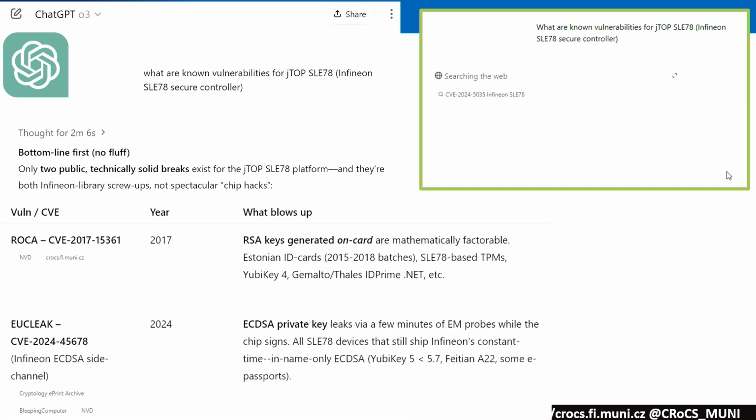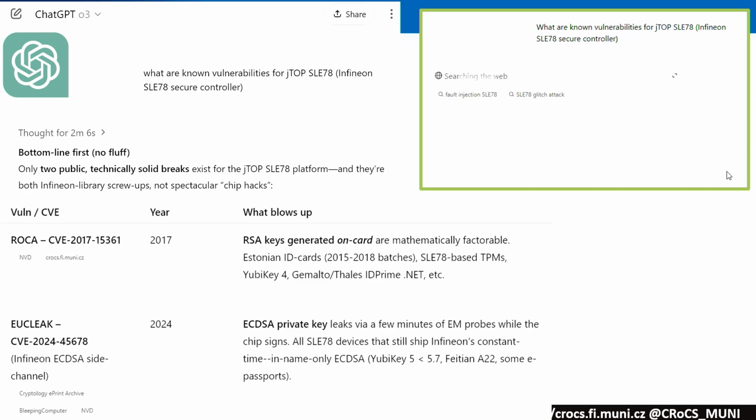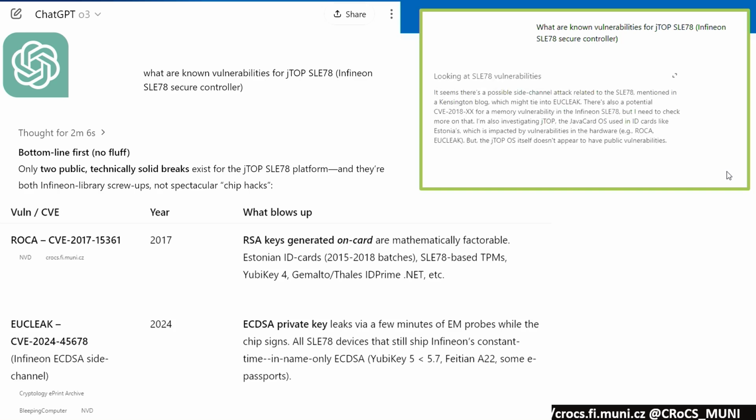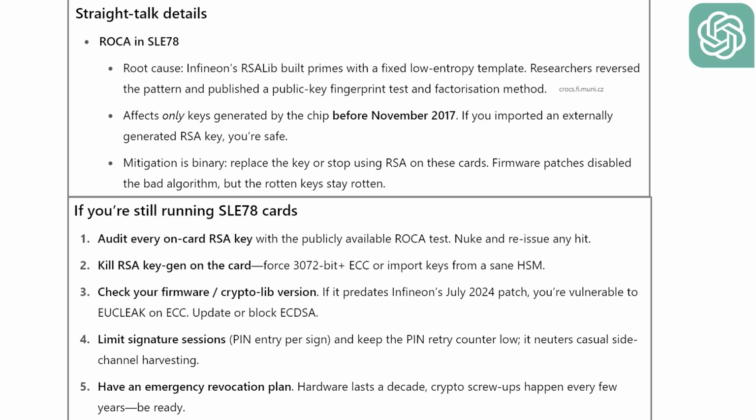At the end, it says, for Estonian ID, based on the Infineon platform, which is not the most recent one, I have two relevant attacks, and we can now start to verify what's there. So ROCA and UC leak. This is the summary of what ChatGPT will do. So let's go bullet point by bullet point.